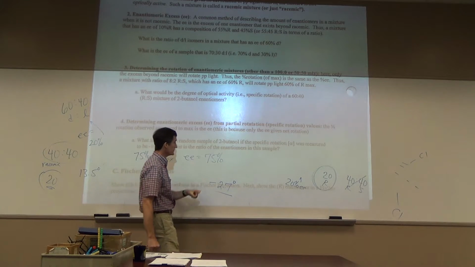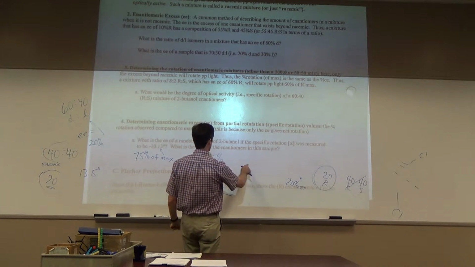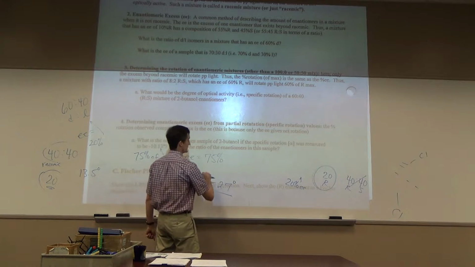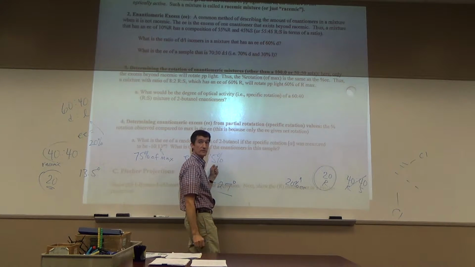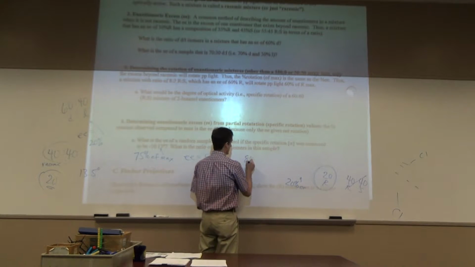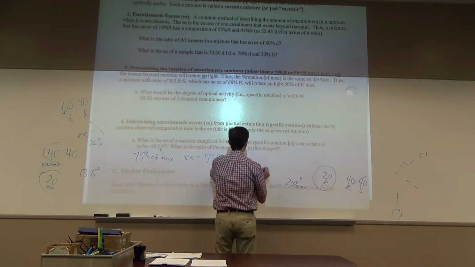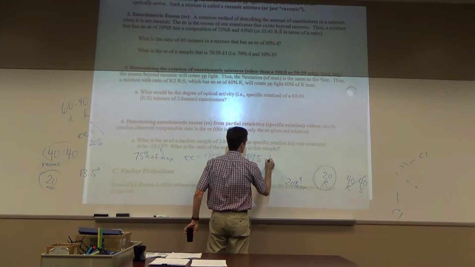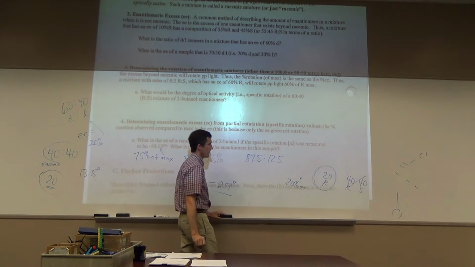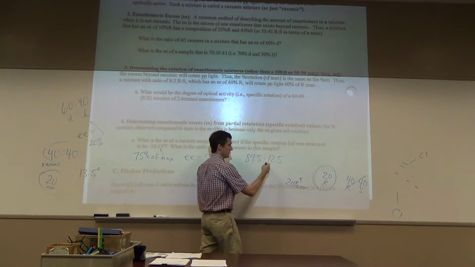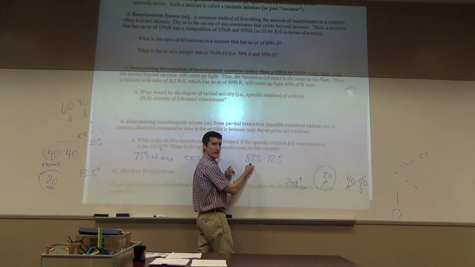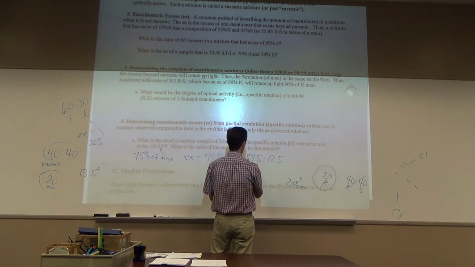So if the EE is 75%, what's the ratio? Is it 75-25? No. 87.5 to 12.5. Because in the ratio, if 12.5 cancels 12.5 of this, what are you left with? 75. You're left with 75. So this is your ratio.